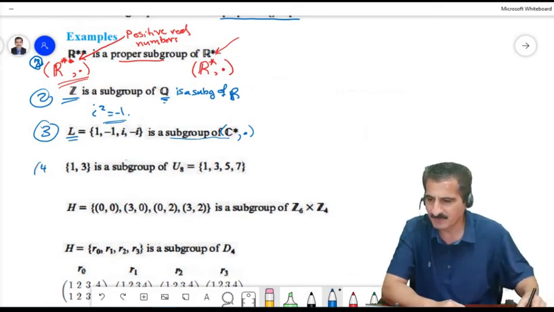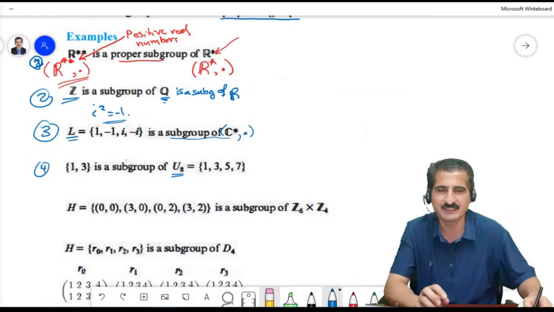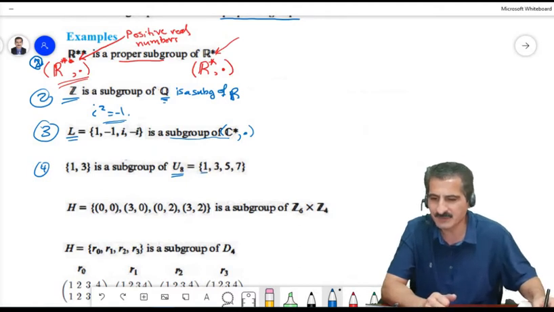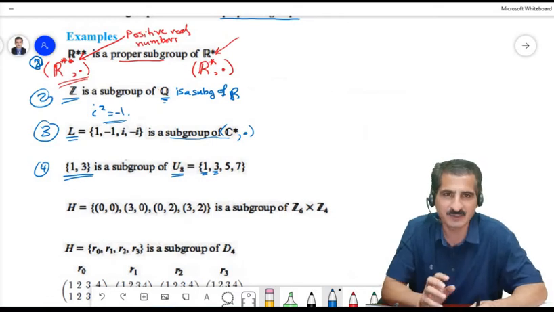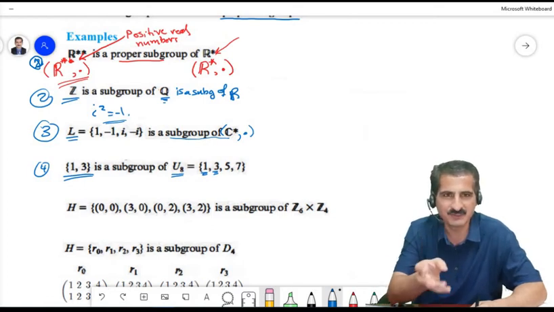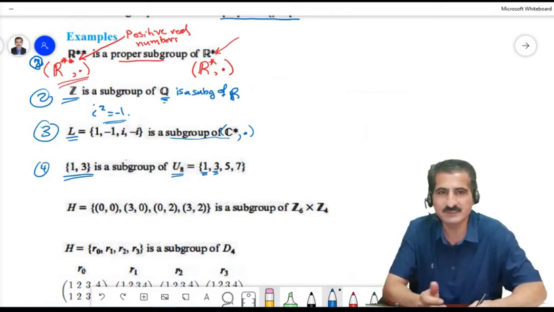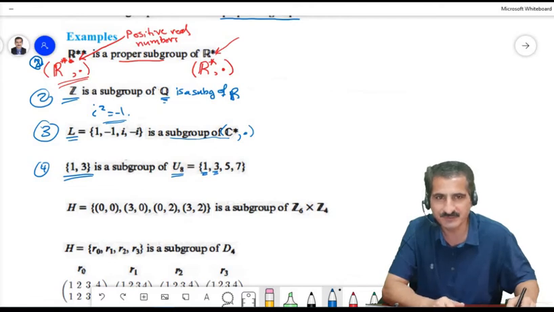Okay, number four. Now we have U8, the group of units inside Z8, the integers that are relatively prime with 8: 1, 3, 5, 7. Okay, now if you pick these two elements here and make a subset of them, then you will find that subset is a subgroup because it is a group by itself. Now we are working here under multiplication. When we say units, then we are working under multiplication. So 1 times 1 is 1, 1 times 3 is 3, and 3 times 3 is 1 because we are working modulo 8. So this is closed. The identity is 1. What is the inverse of 3? It is 3 itself because 3 times 3 is 1.